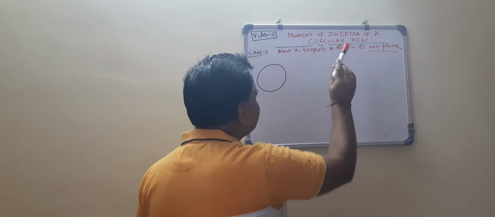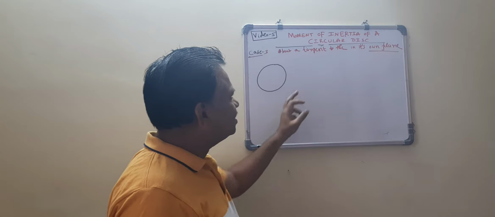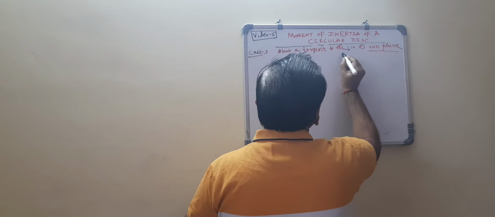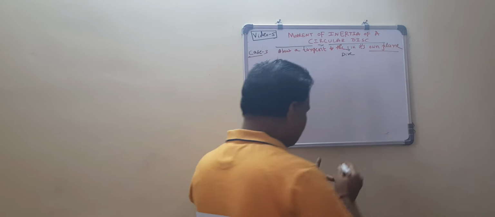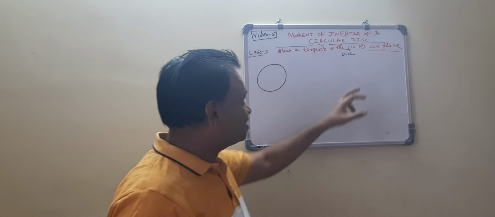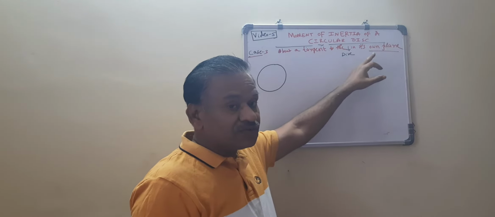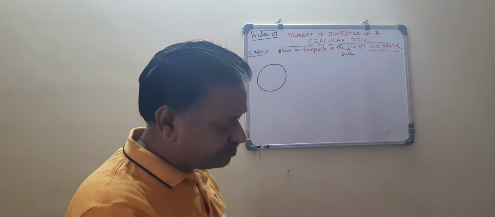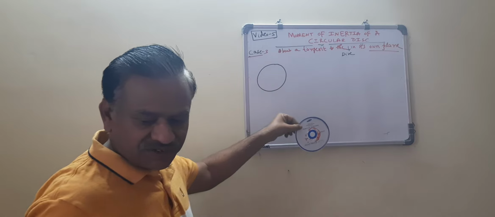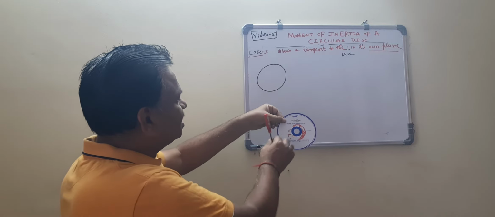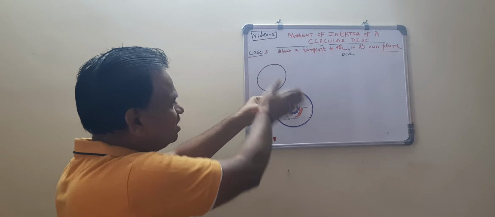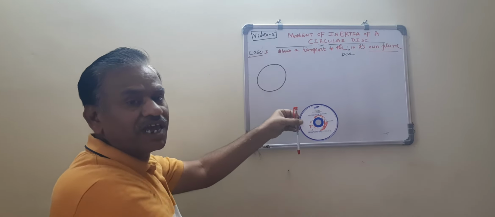Students, case 3. About a tangent to the disc, in its own plane. Please try to understand: is it in its own plane or perpendicular to its plane? What is the difference? This is the plane of the disc. If I draw the tangent like this, now it is tangent in its own plane.